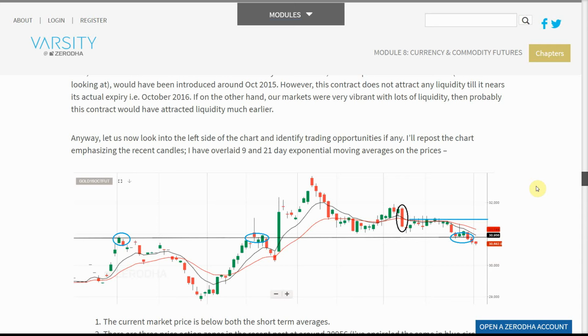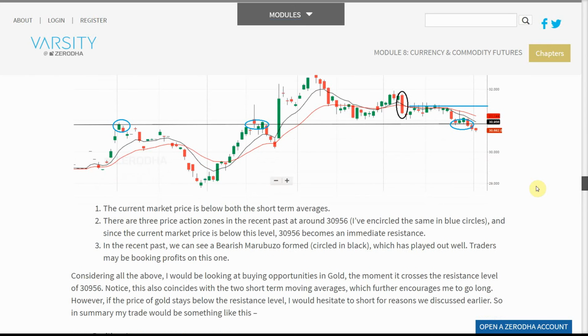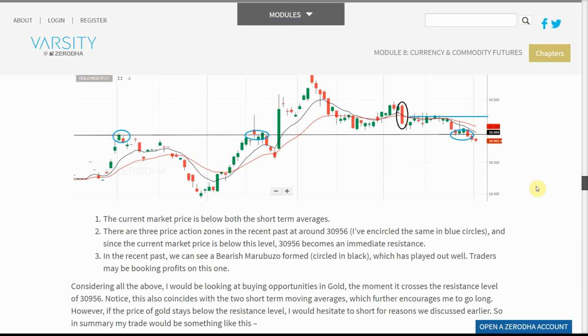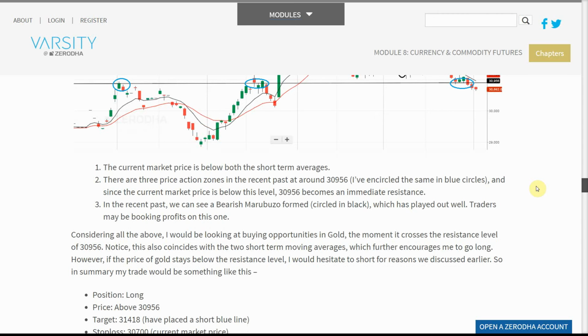I'll repost the chart emphasizing the recent candles. I have overlaid 9 and 21-day exponential moving averages on the prices. The current market price is below both the short-term averages. There are 3 price action zones in the recent past at around 30,956. I've encircled the same in blue circles. And since the current market price is below this level, 30,956 becomes an immediate resistance.